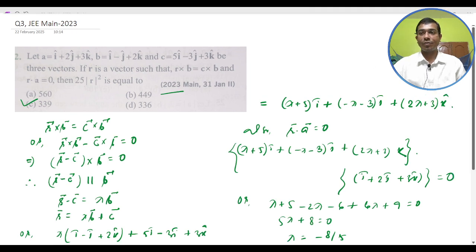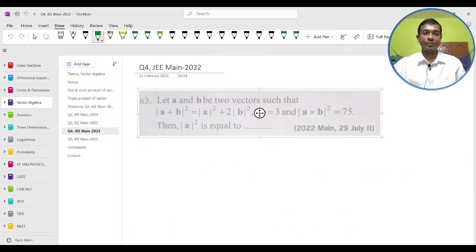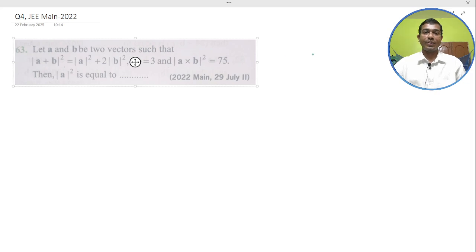Next, question number 4. JEE Main 2022 NAT, numerical answer type. Let A and B be two vectors such that mod of A plus B square equal to mod A square plus 2 mod of B square and A dot B equal to 3 and mod of A cross B square equal to 75. Then mod A square is equal to what?